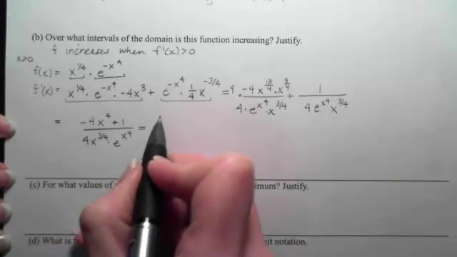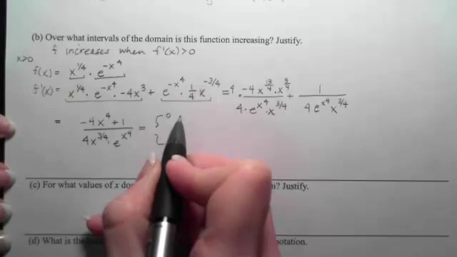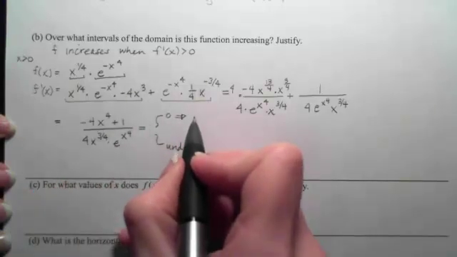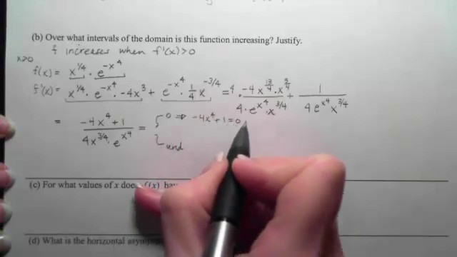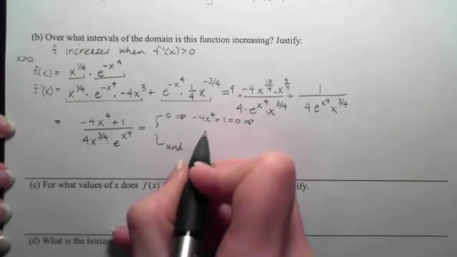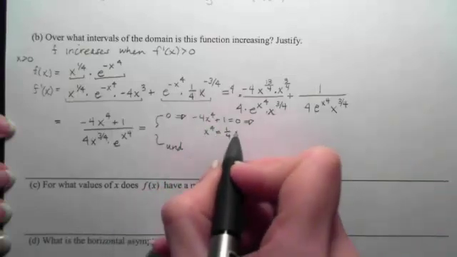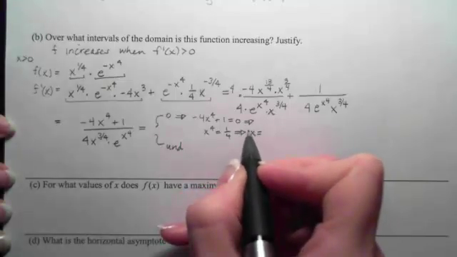I'm interested in knowing when this is 0 and when this is undefined. Remember, fractions are 0 when the top equals 0. So that's going to happen when negative 4x to the fourth plus 1 equals 0, or when x to the fourth equals 1/4, or when x equals the fourth root.